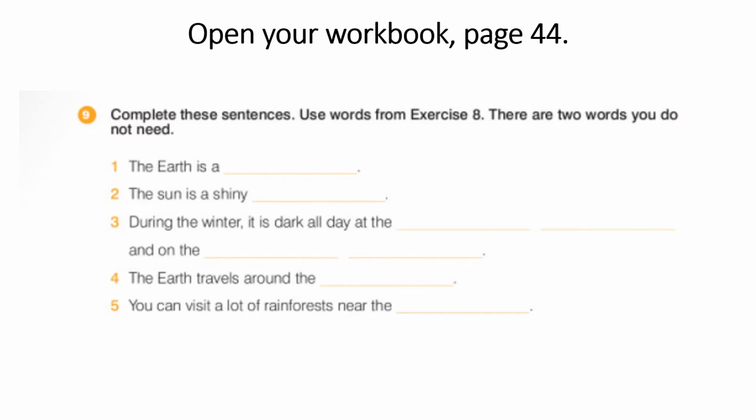Dovrši ove rečenice, upotrebi riječi iz 8. zadatka. The earth is, the sun is shiny, during the winter it's dark all day at the and on the, earth travels around the, zemlja putuje oko čega, you can visit a lot of rainforests near the. Stop the video and do it. And let's check it out.